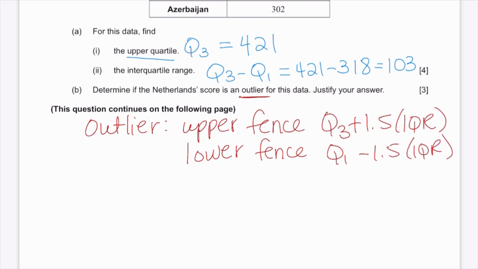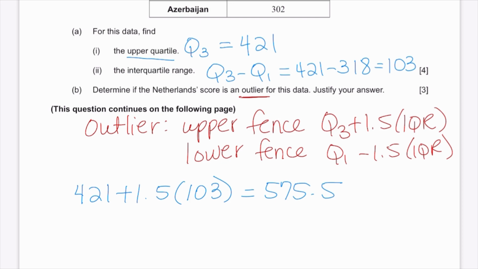In this particular case, the Netherlands is the largest value, 498, which means that I can just go ahead and find the upper fence. So I'm going to show the work for the upper fence, which is going to be Q3, 421, plus 1.5 times the IQR of 103. This is going to give me a value of 575.5. If you wanted to, you could find the lower fence, which is going to be 318 minus 1.5 times the IQR. That would have given me 163.5.